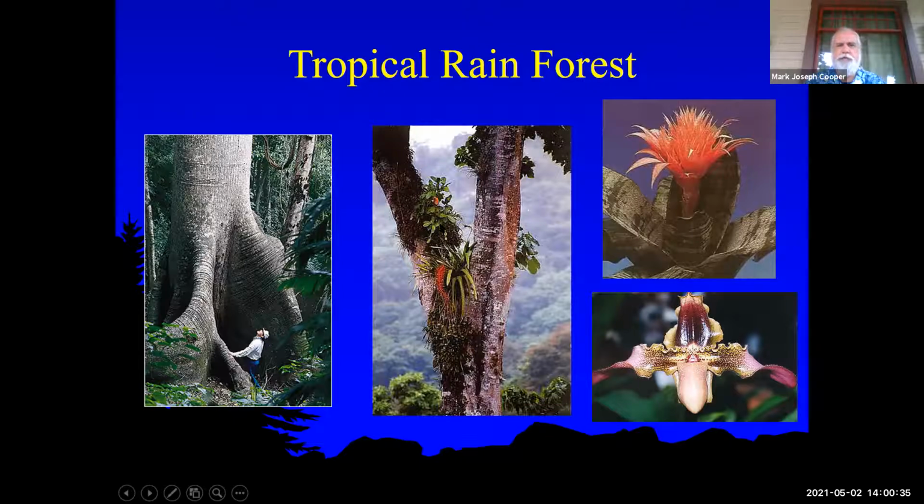I'm showing you this picture because you see a lot of what we call epiphytes. These are plants that grow on other plants. This is a bromeliad. You might see that up in the trees. And then this is a, why am I blanking on what that is?